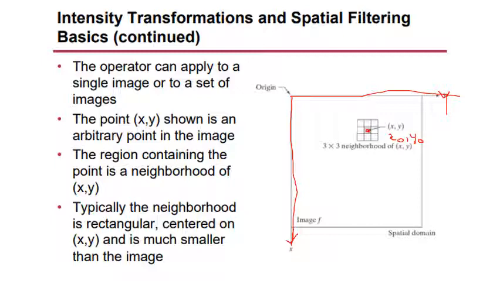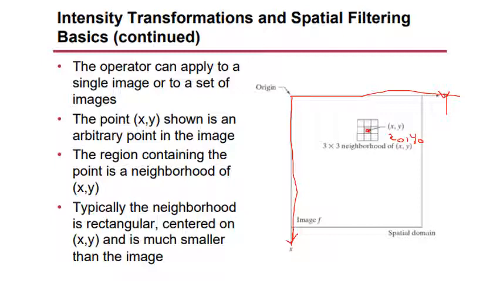What I am trying to get is g of x naught comma y naught. So the output image g at those coordinates is equal to the result of applying that T to the neighborhood. I am applying some operation T on the neighborhood of the pixel x naught comma y naught to get g of x naught comma y naught. This could be one of the operations T. Like that, T could be any operation.